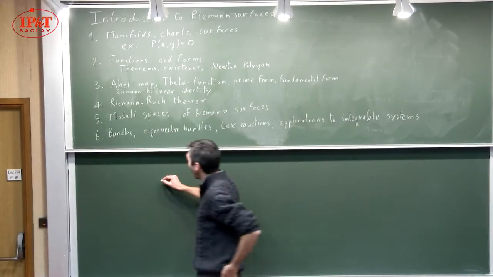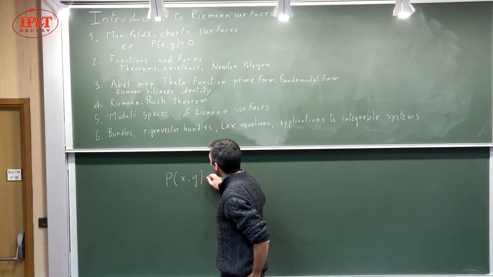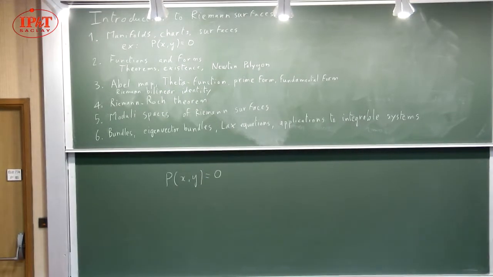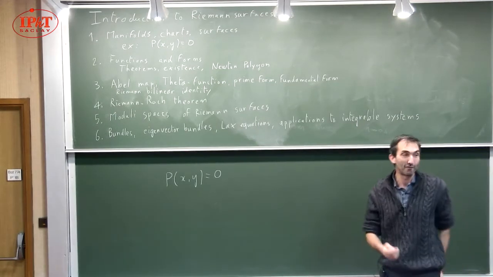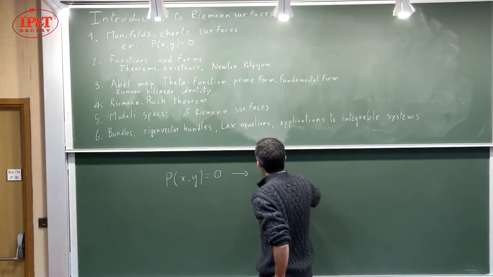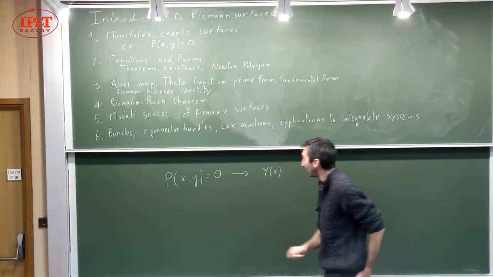In physics, you very often encounter such an equation, P of x, y equals 0, where this is a polynomial of two variables. And there are two kinds of things you want to do. One thing is you want to study the set of solutions of this equation. So basically, if you solve in terms of y, it gives y as a function of x.